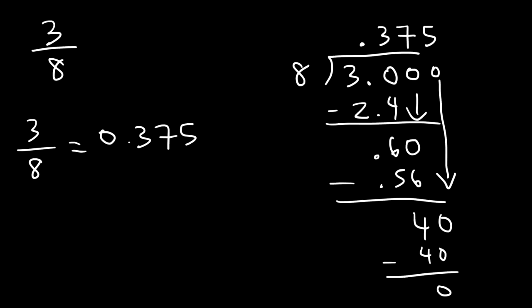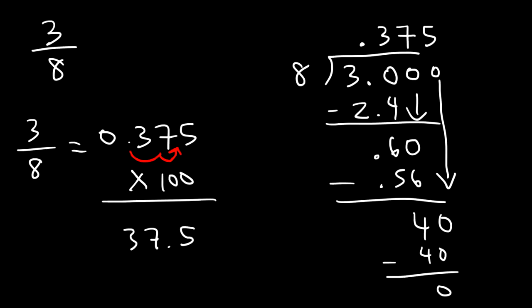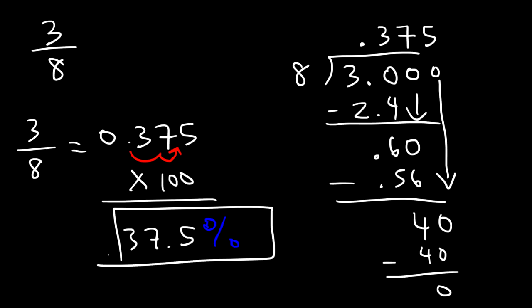Now how can we convert this decimal value to a percentage? In order to do that, multiply by 100. 0.375 times 100, all you've got to do is move the decimal point 2 units to the right. That's 37.5%. So that's the second way in which you can convert a fraction into a percentage. Use long division to convert it to a decimal, and then multiply the decimal by 100, and then you'll have the percentage. Now let's try another example.